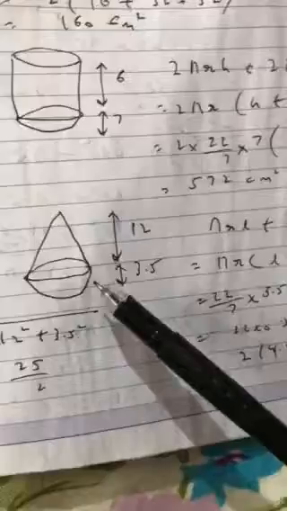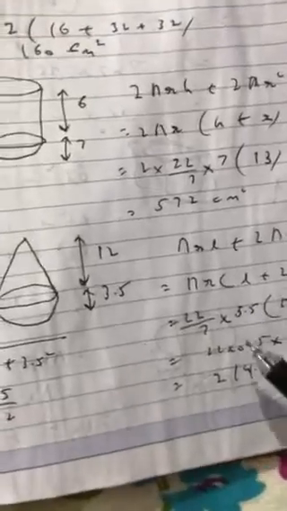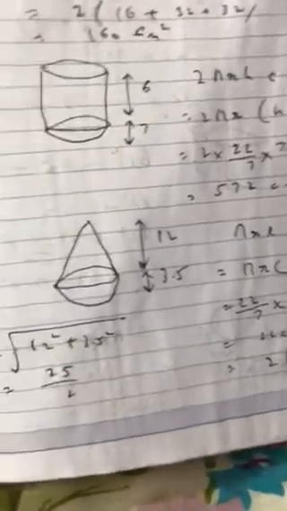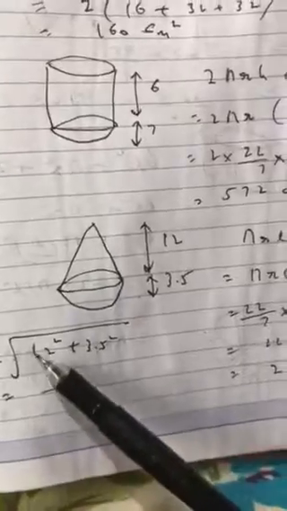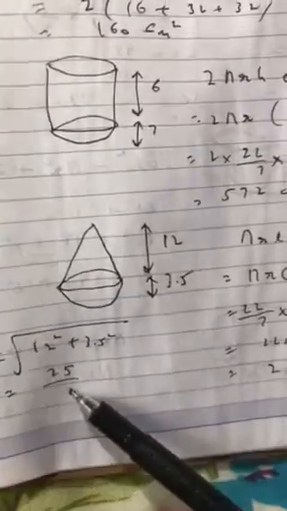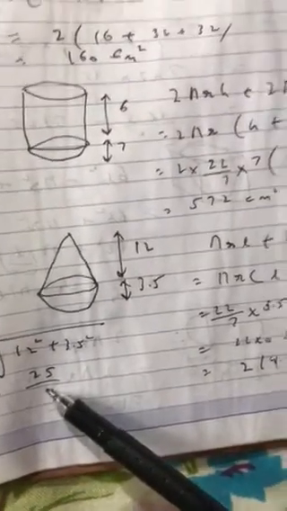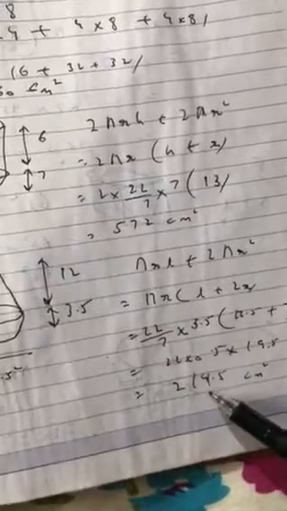Again, the curved surface area of the cone is pi r l and of the hemisphere is 2 pi r square. So take pi r common into l plus 2r. r is 3.5, so you put 3.5 here and then 2r will become 7. Now what about l? l is the slant height of the cone. You know that is root over 12 square plus 3.5 square, so that's coming to 12.5. So you put l equal to 12.5 and after simplification the answer is 214.5 centimeter square.